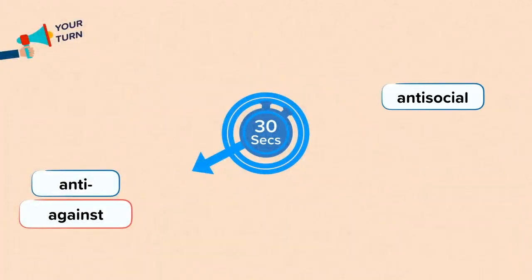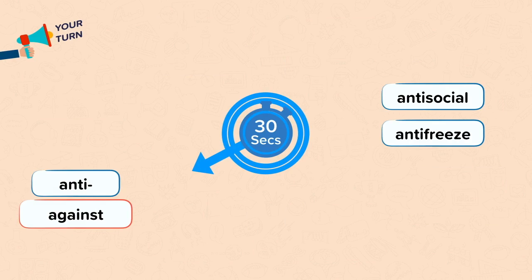So here I got antisocial, which means not being very social. Antifreeze is used to stop liquid from freezing. You might have heard of that before. And antibiotic. And this is a type of medication that you get from a doctor which can make you feel better.